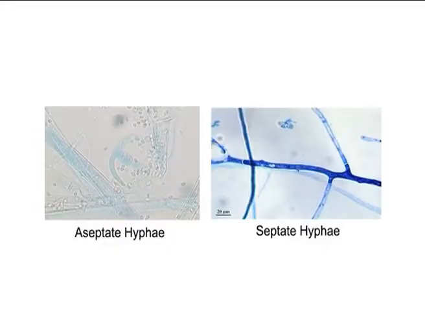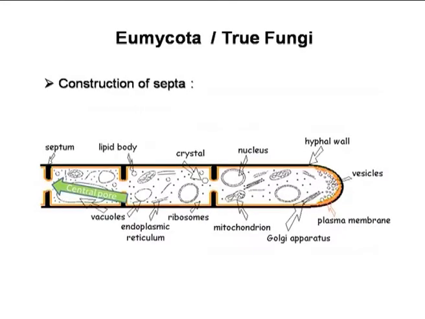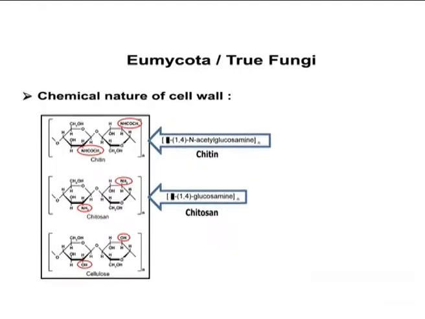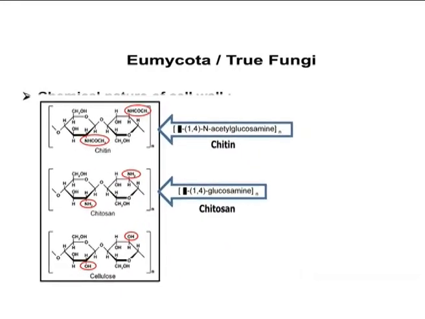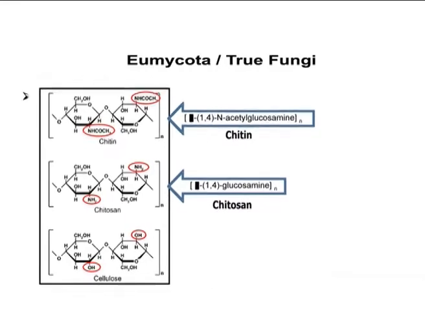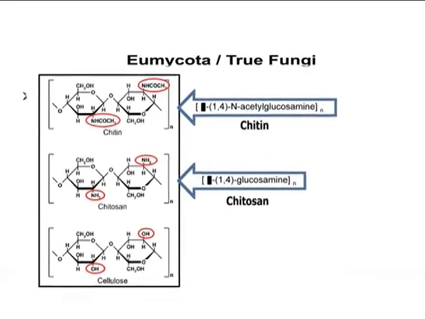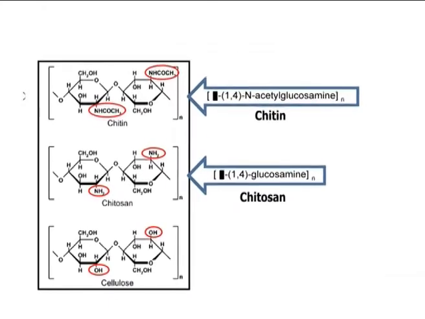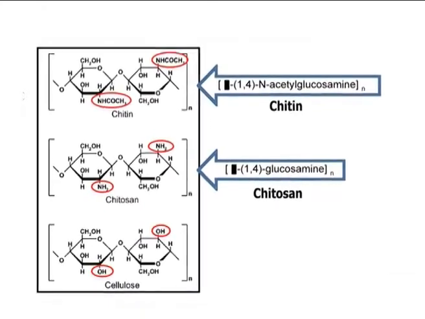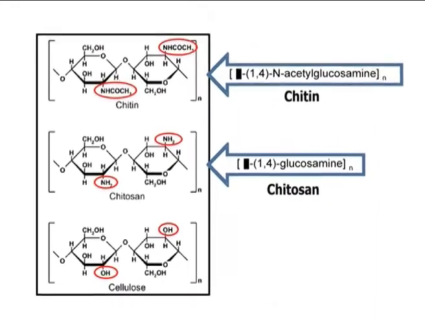Now, this hyphal body is usually composed of a tubular structure which may be septate or aseptate. When septa are present, they are always provided with a simple central pore, as you can see in the diagram. Now, the cell wall of true fungi is composed of chitin, cellulose, chitosan, and glucan. The difference between chitin and chitosan is that chitosan is nothing but a deacetylated form of chitin.